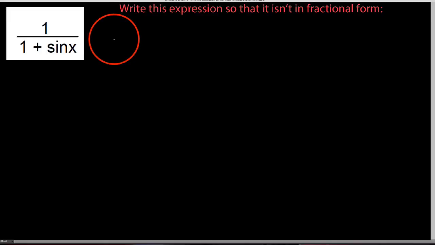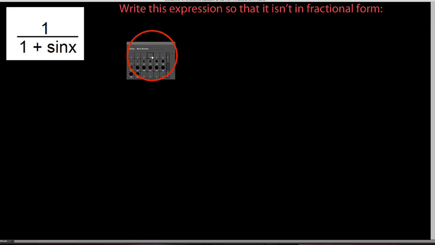And so the technique that we use, as a matter of fact, when you see something like this, 1 over 1 plus the sine of x, actually the technique that we use is to multiply by the conjugate of the denominator, okay? So that is going to be our method that we employ here.